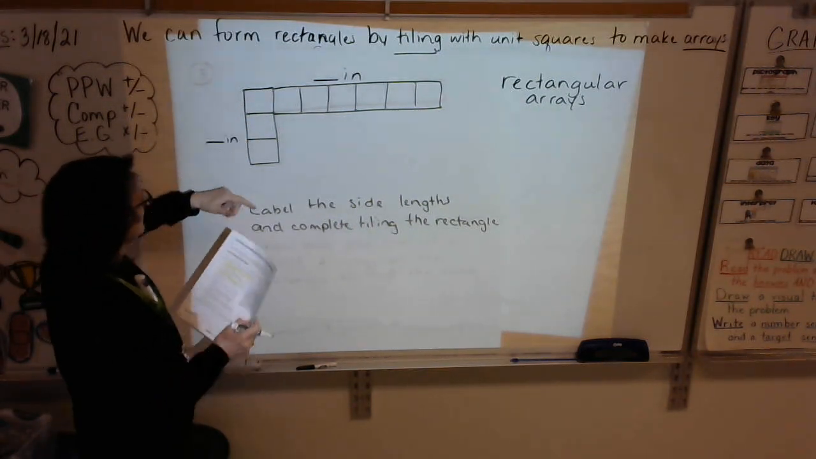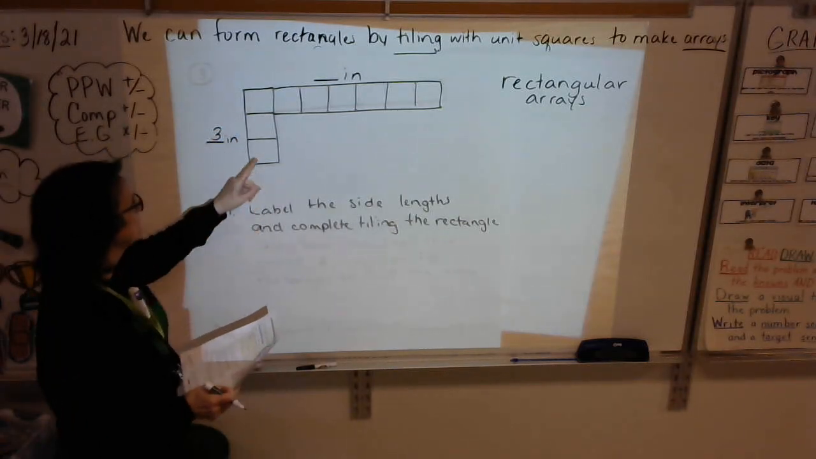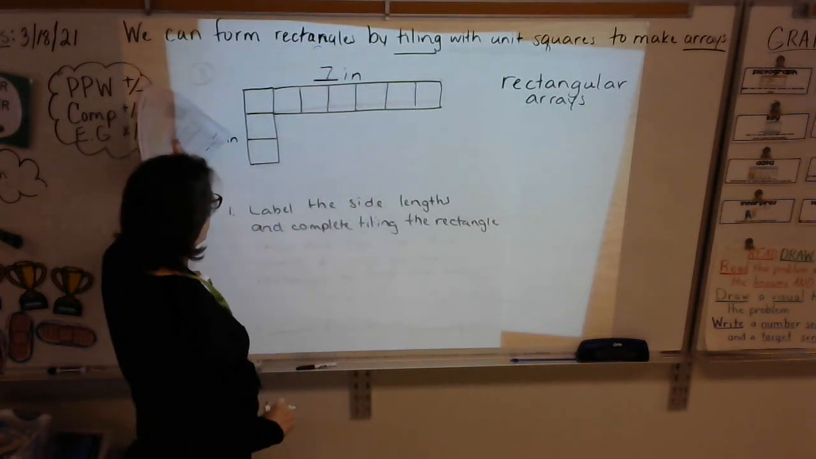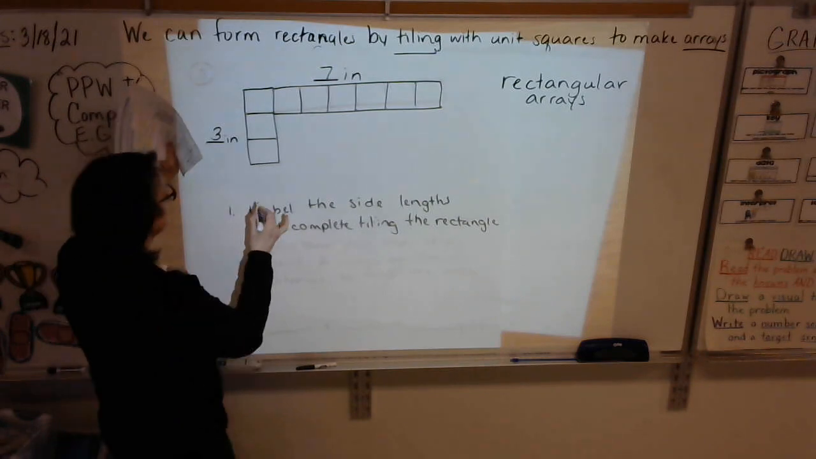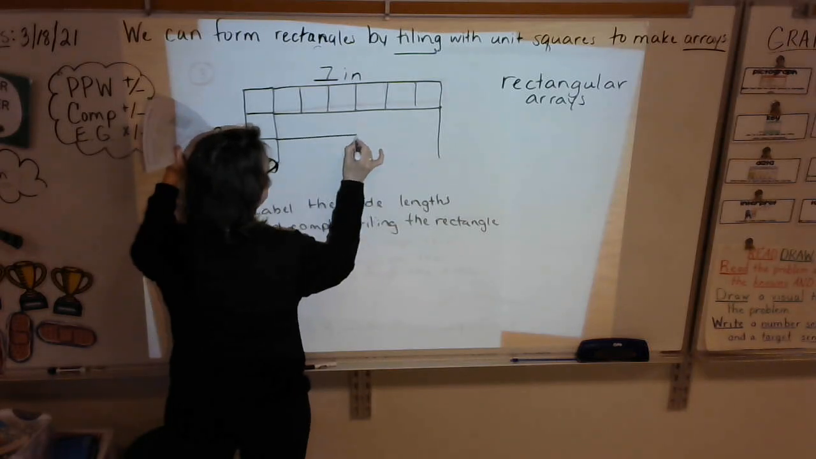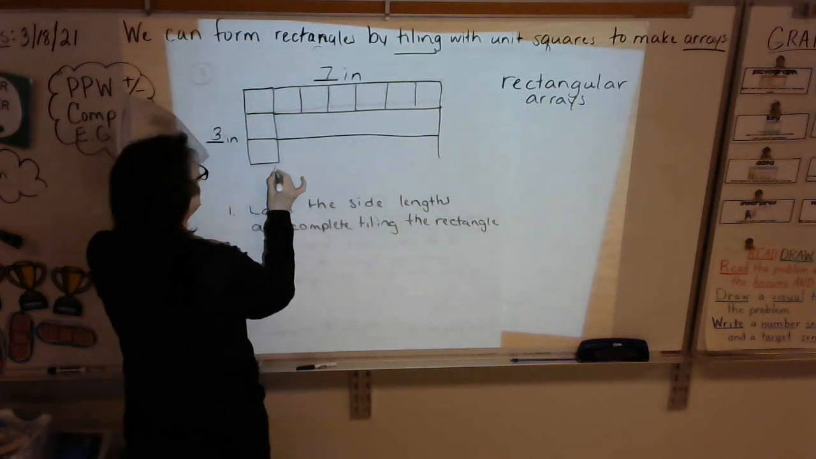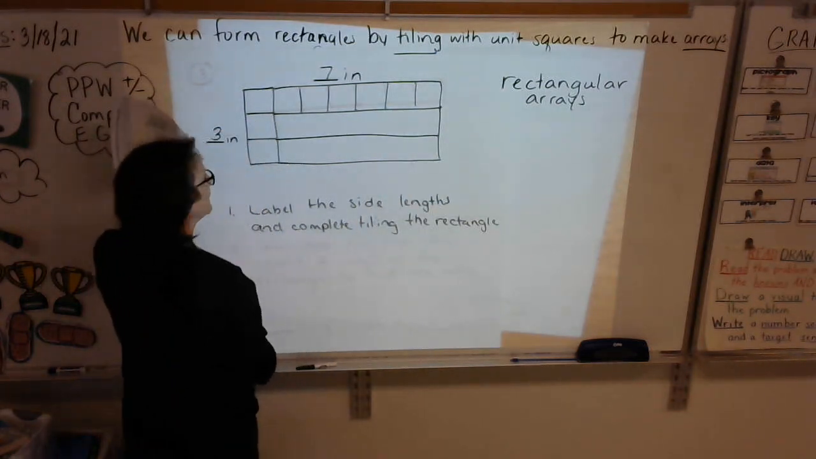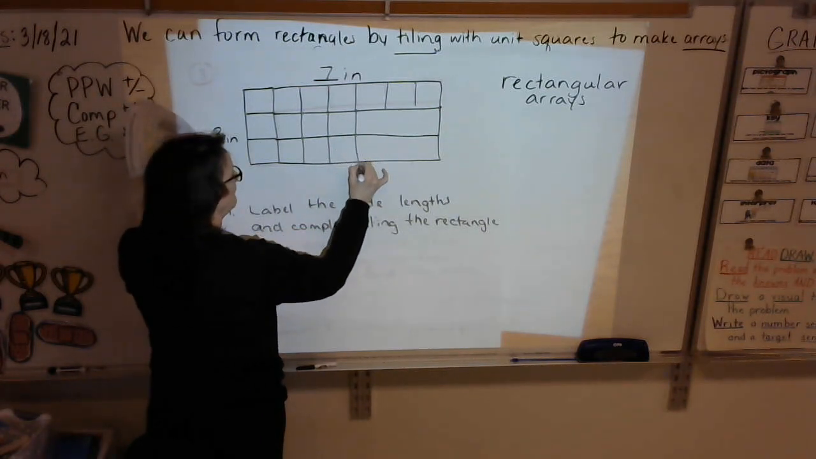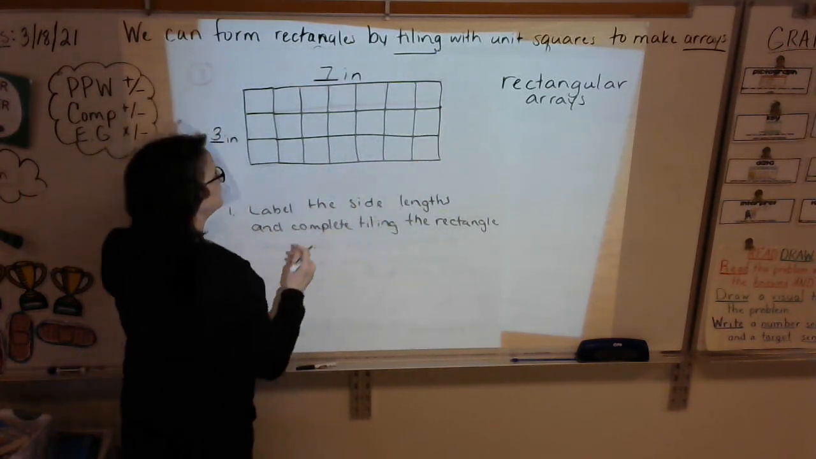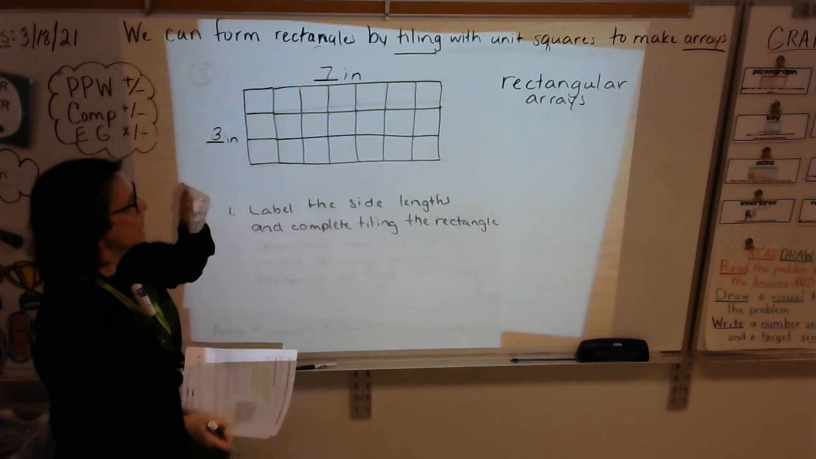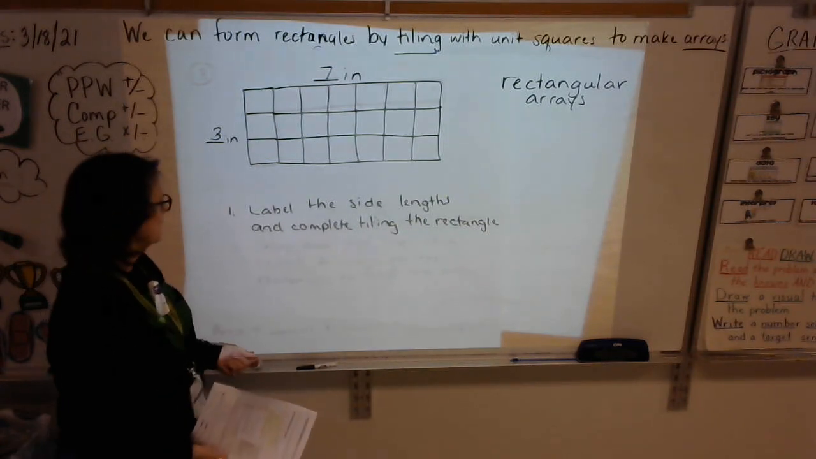This one is 1, 2, 3, so that is 3 inches. All we got to do is count the tiles, and this is 1, 2, 3, 4, 5, 6, 7 inches. All we have to do is count the tiles, okay? Now they want us to complete tiling the rectangle, so I'm going to draw that line going all the way across, and I'm going to draw this line going all the way across, and then I can use these lines to finish tiling going down. And then I want you to think about what are the different ways we could skip count to get the total number of squares or the total area of this rectangle.